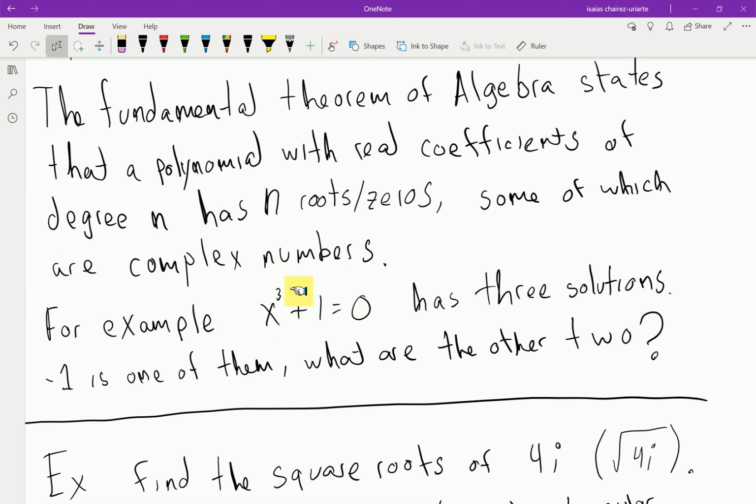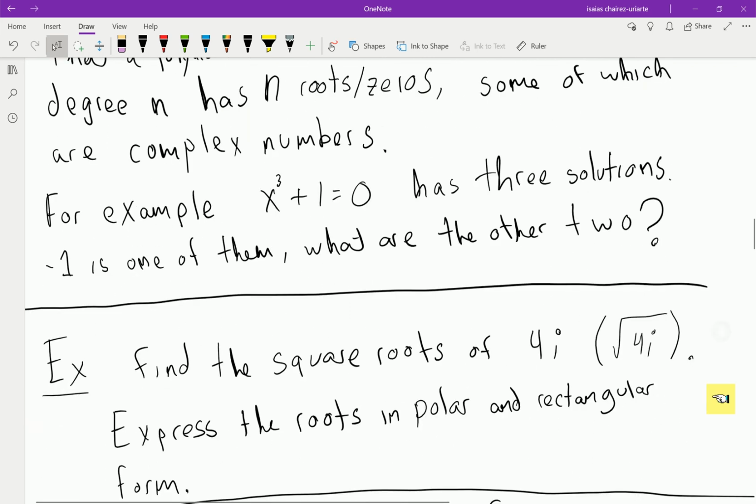Off the top of my head, I can think of one solution, -1. If x is -1, then -1 to the third is -1, and -1 plus 1 is 0. So -1 is one of the solutions to this equation. But what are the other 2 solutions? We'll answer that at the end of this section.